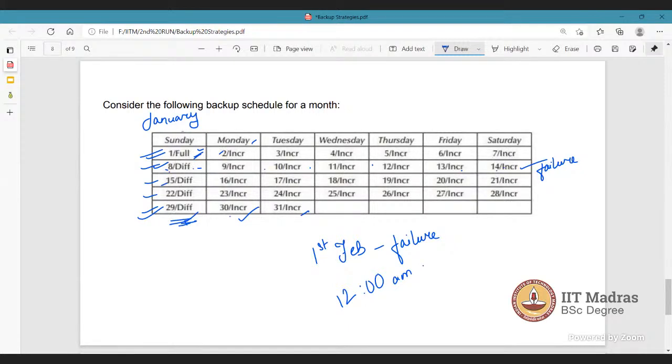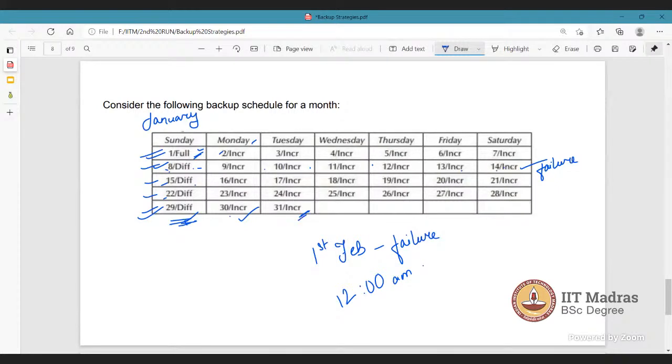On the 15th, it will take the backup from 2nd to 15th itself. On the 22nd, it will take from 2nd to 22nd. On the 29th, it will take from 2nd to 29th. So that is the whole week difference. That is how differential backup basically works.